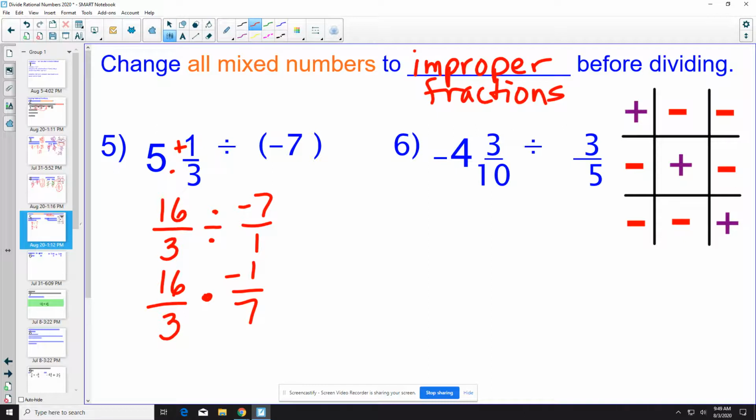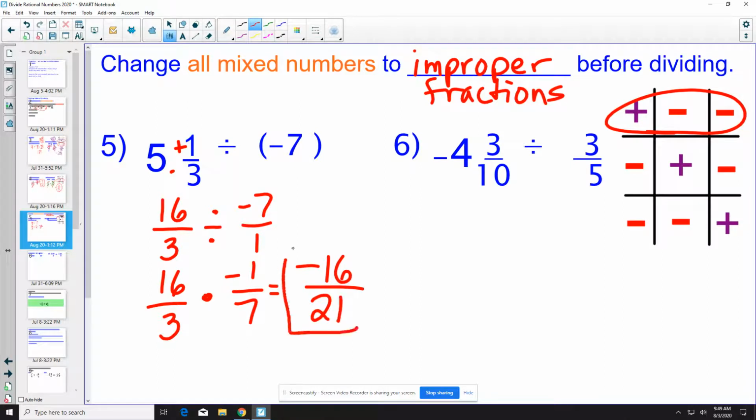Now look for cancellation. Let's say 3 won't go into 16, 7 won't go into 16, 2 goes into 16, but won't go into 3 or 7. So I think we've got it all. We're going to multiply across. We've got a positive times a negative, and a positive times a negative is a negative. 16 times 1 is 16. 3 times 7 is 21. And that is in simplest form because I did all the cancellation.